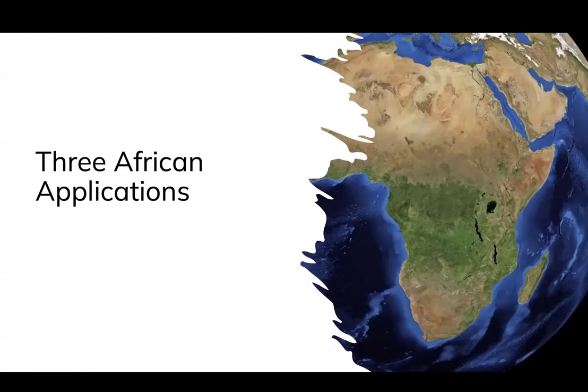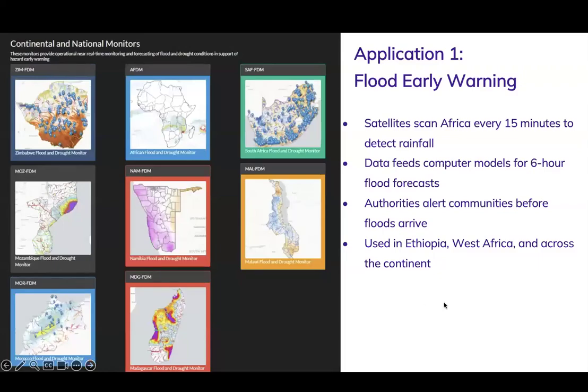So let's go back to our 3 African applications. Firstly, the first application we're going to look at is early flood warnings. Here I just have some screenshots and images from the different African nations that have Earth observation data available for their populations. We can see here Zimbabwe, they look at flood and drought monitoring. There is an Africa-wide Flood and Drought Monitor, which is run by the African Union.